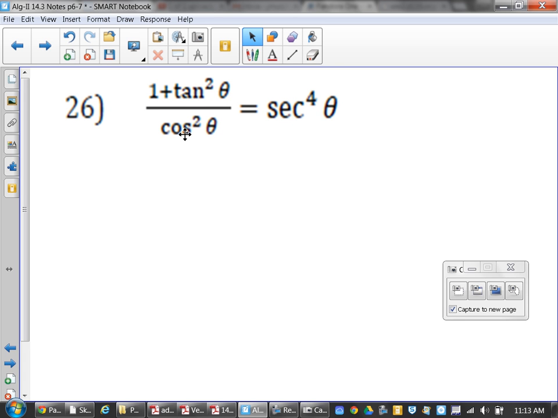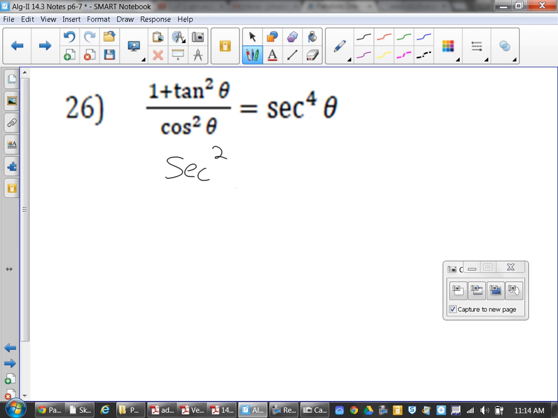You can do one of two things. You can split them apart, or recognize that the numerator is secant squared. Okay? So the numerator is secant squared. The denominator is cosine squared. So if I split that apart, I get secant squared times secant squared, which is secant to the fourth. This is 1 over cosine, which is secant squared.